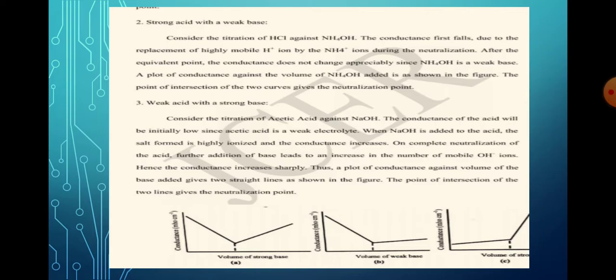Next one is weak acid with a strong base. Consider the titration of a weak acid, acetic acid, against NaOH, which gives this graph. Ionization makes the conductance increase. On complete neutralization of the acid, the base leads to an increase in the number of OH minus ions. Here three different types of graphs are given, showing the addition of these OH minus ions.